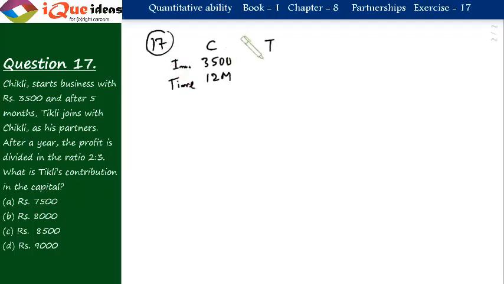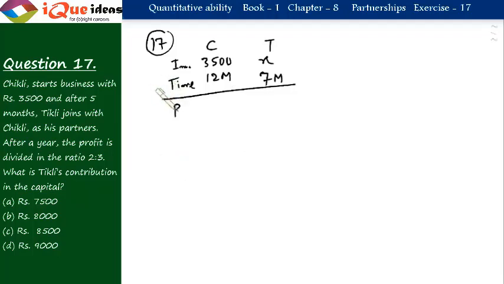Alright. Now Tickly joins in after 5 months, but we don't know the value. So let's say the value is X rupees. And the duration is after 5 months, the duration would be 7 months. Tickly has joined after 5 months, so Tickly remains in the business for 7 months.